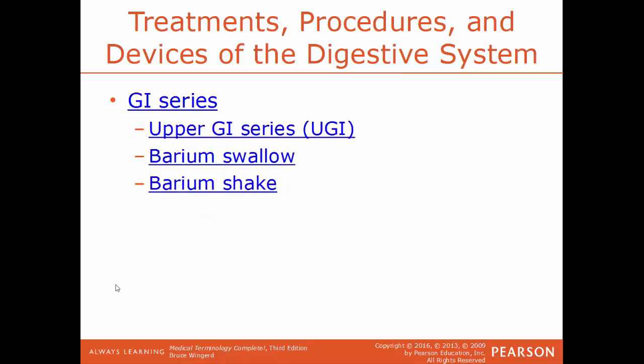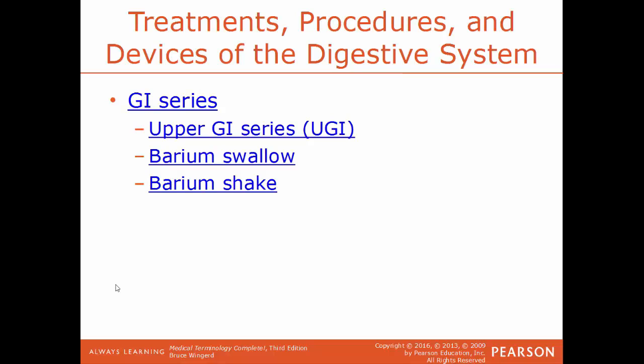Our next term, GI series. This is a reference to having radiographic examinations of various parts of the GI tract. This is done by having the patient usually drink a solution of barium. Then the patient will have a series of x-rays to basically trace where that barium goes within the GI tract. Then depending on what part of the GI tract you want to focus on, it'll have different names. The first term here, upper GI series, or UGI. The upper portion of the GI tract would include the mouth, the esophagus, the stomach, and the duodenum.